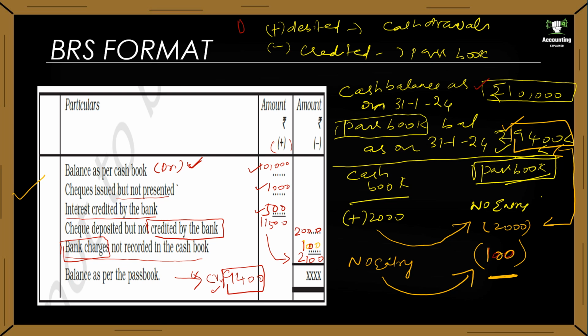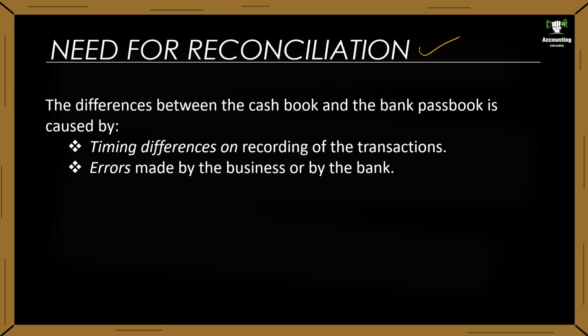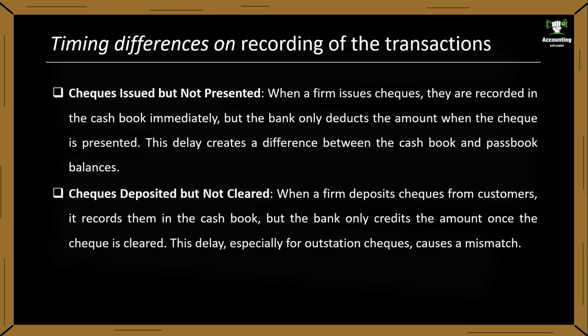Need for reconciliation. The differences between the cash book and the bank passbook are caused by, first, timing differences on recording of the transactions. Next, errors made by the business or by the bank. We are going to see these two elaborately now. Timing differences on recording of the transactions. This is what we are going to see first.